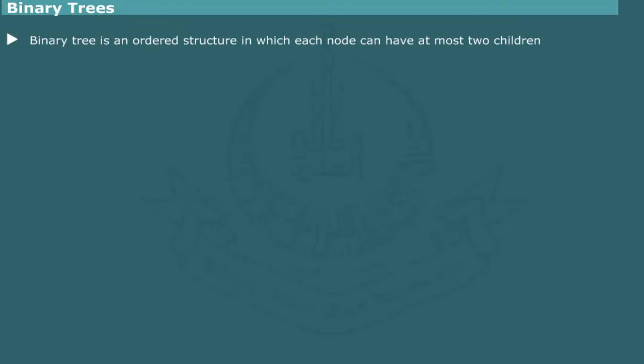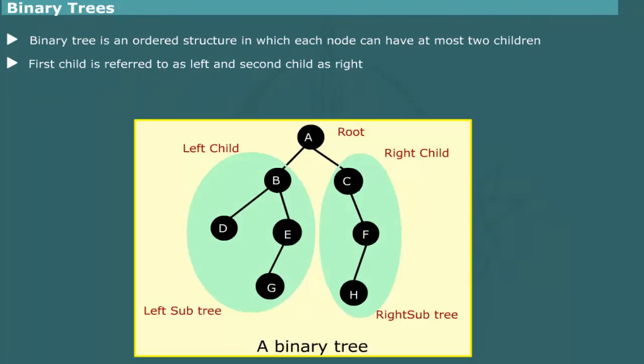Binary trees. We now turn to an important data structure called binary tree, which is the main focus of the present unit. Binary trees were introduced briefly earlier as an ordered tree structure in which each node can have at most two children. The first child is referred to as left child and the second child as right child. Figure portrays an example of a binary tree.